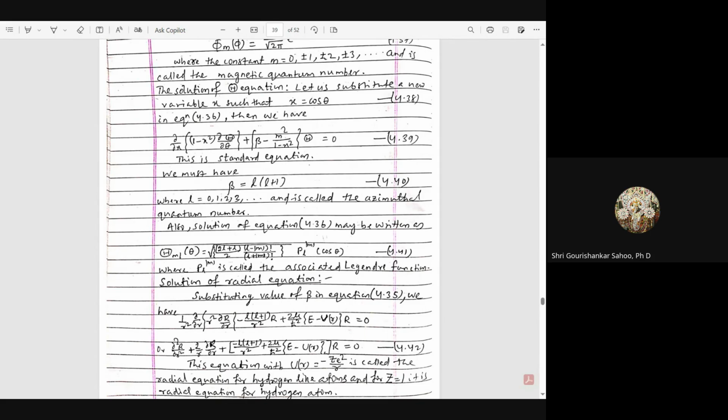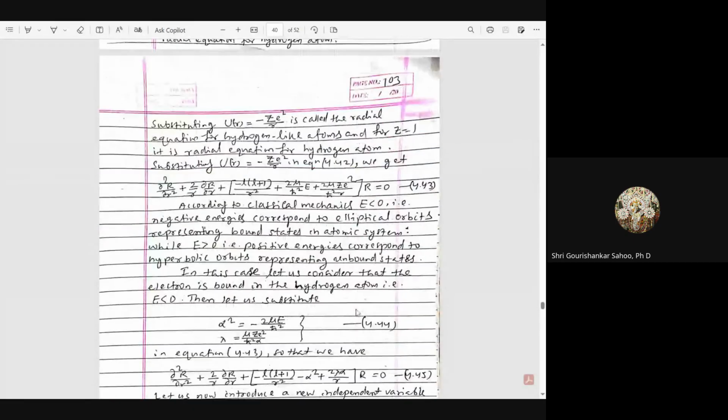First we have the radial solution: 1/r² d/dr (r² dR/dr) − l(l+1)/r² R + (2μ/ħ²)(E − U)R = 0. And if you put U is equal to −Ze²/r, where Z is equal to 1 for hydrogen-like atom, and e is the charge of the electron, and r is the radius. So you have the solution by solving it.